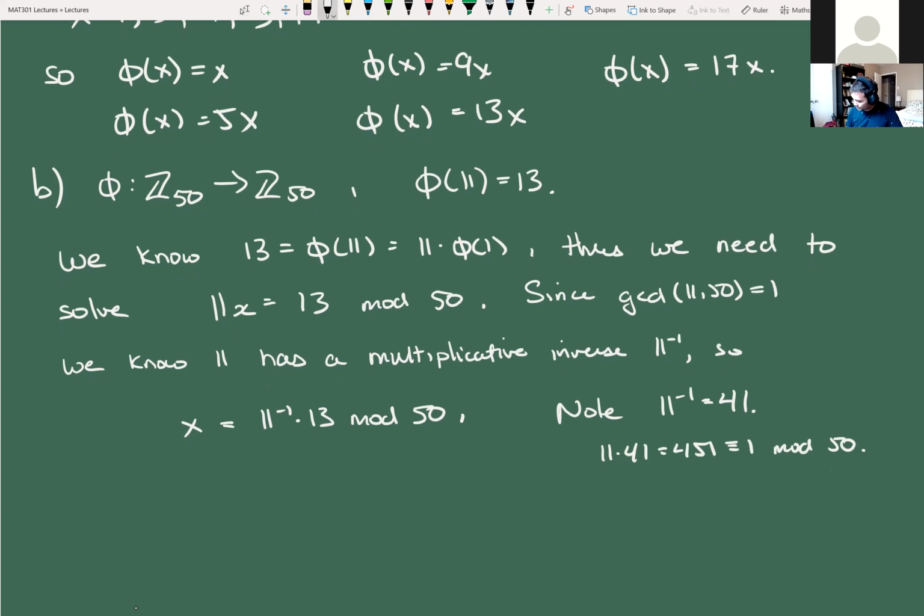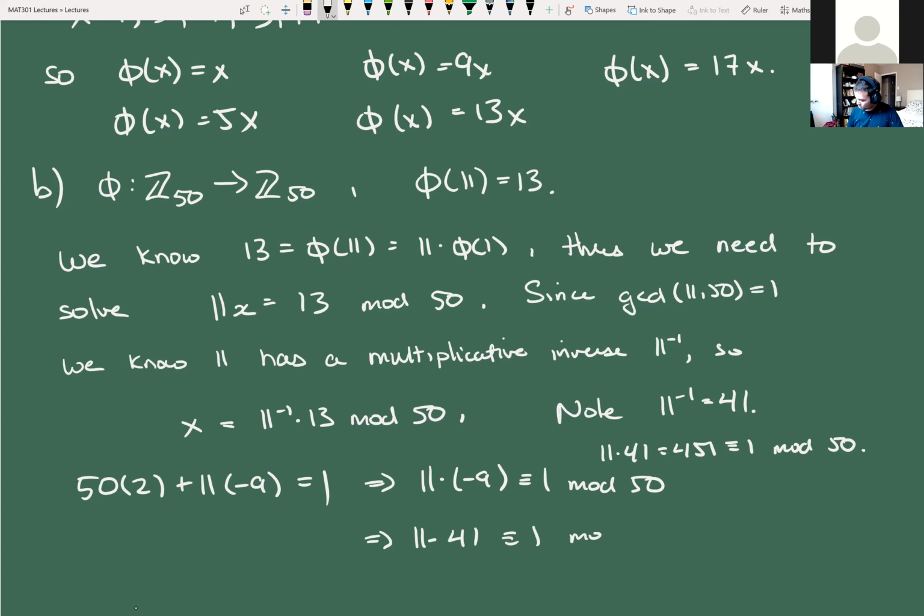What I did know, though, is that 11 times -9 is -99, right? Or maybe let me write this in a different way. So 50 times 2 plus 11 times -9 is equal to 1. So if I reduce that mod 50, it tells me that 11 times -9 is congruent to 1 mod 50. And -9 is not a number between 0 and 49, but that's fine. We know how to convert -9 into a number: I'm just going to add 50 to everything, and that's going to give me 41. Okay, so that's how I would find that.